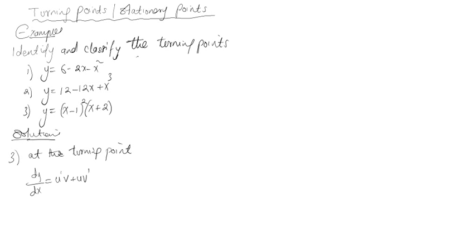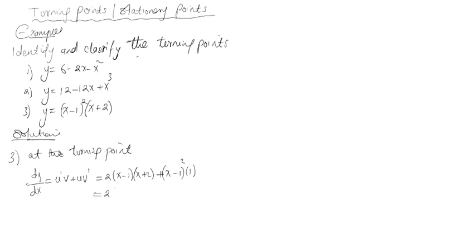Now u prime is equal to 2 times (x minus 1), then (x plus 2), plus u, which is (x minus 1) squared, multiplied by v prime, which is 1. So the answer becomes, what does it become?